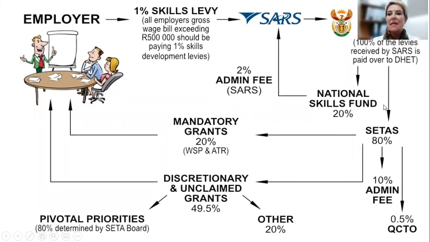So how is this 80% distributed? First and foremost, remember that the SETA takes 10% for their admin to cover their overheads, running offices, paying salaries, and so forth.